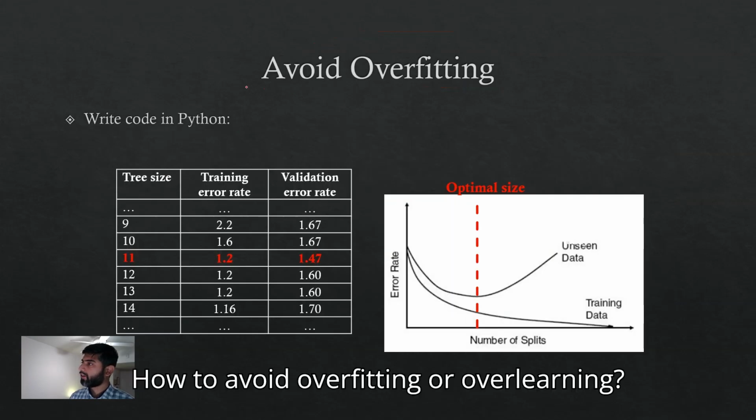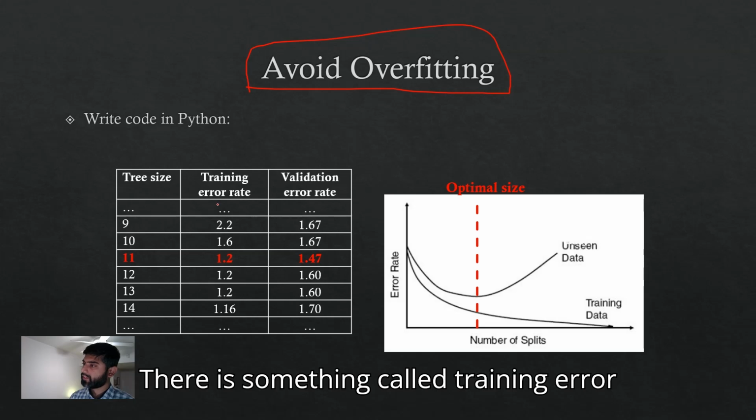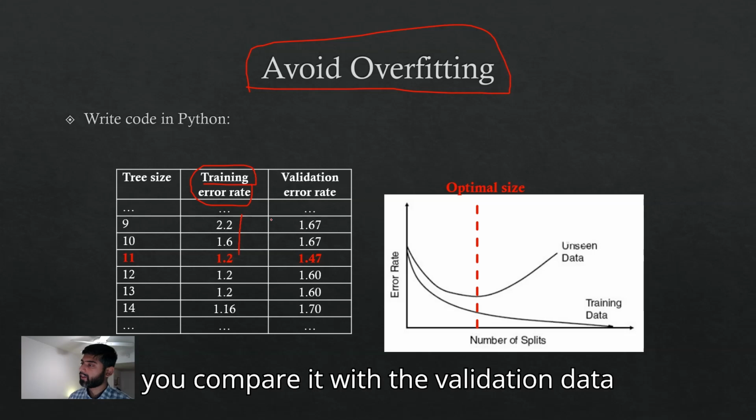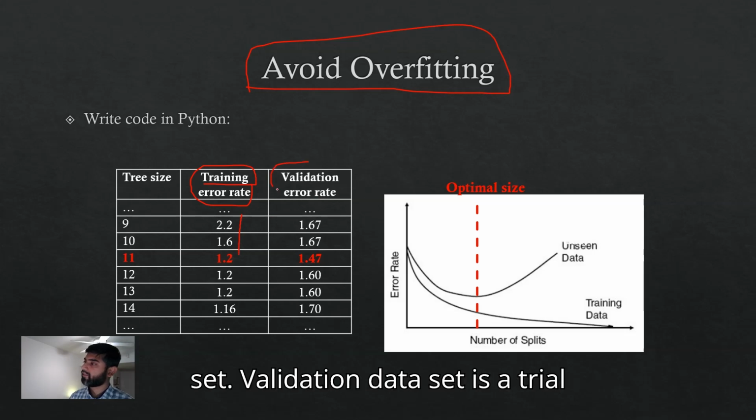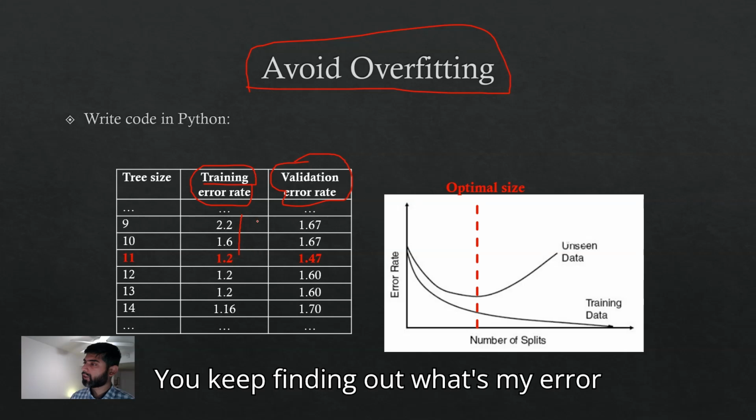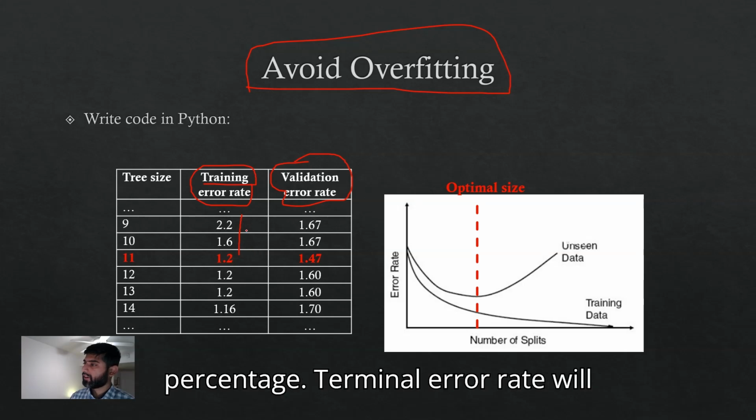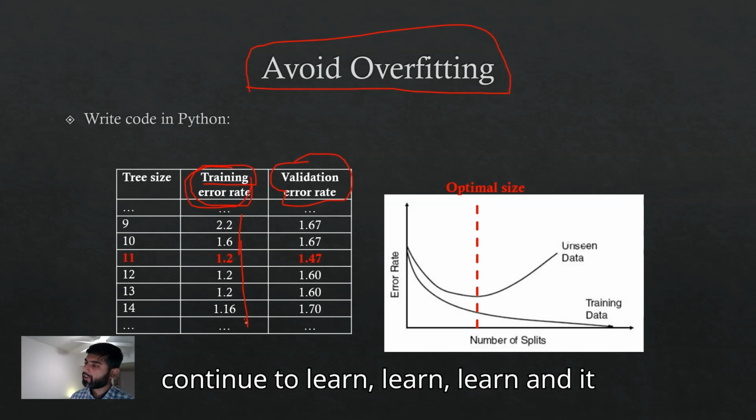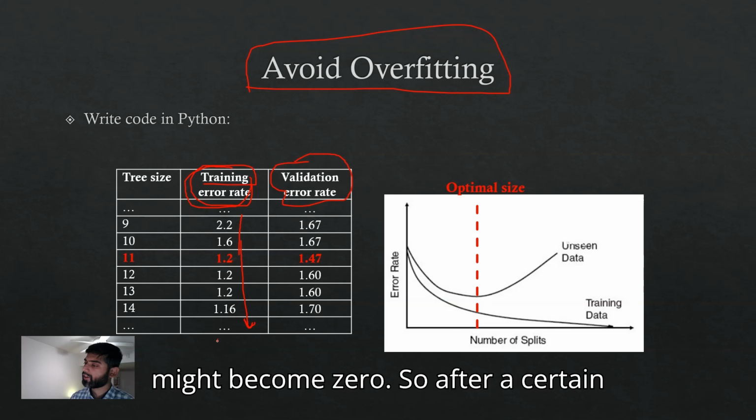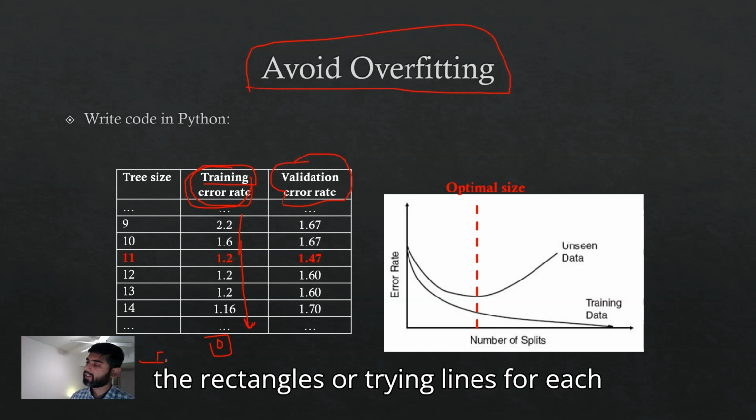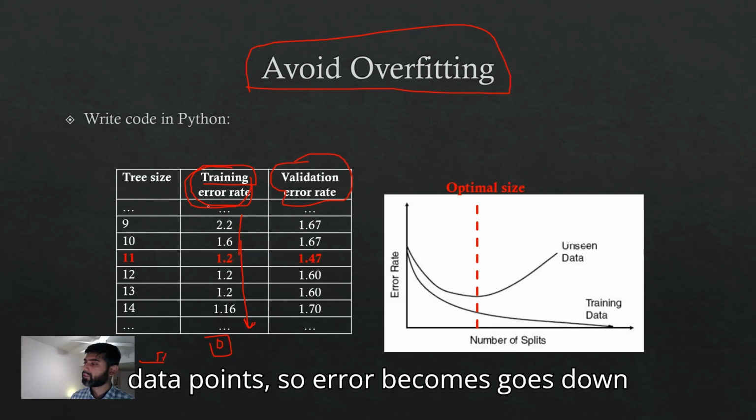How to avoid overfitting or overlearning? There is something called training error rate. As you train, you compare it with the validation data set, a trial test data set, and you keep finding out what's my error percentage. Training error rate will continue to reduce as you continue to learn, and it might become zero after a certain point because you overlearned. You created the rectangles or triangle lines for each data point. So error goes down to zero.